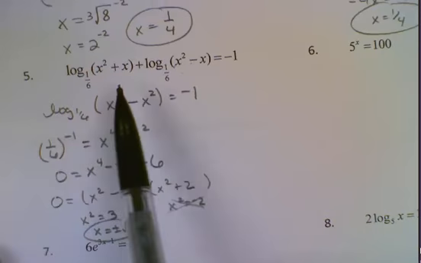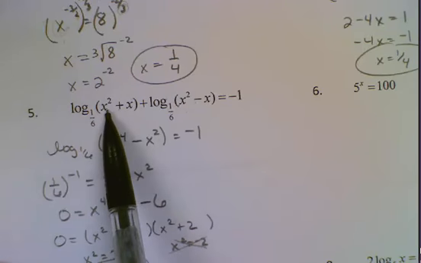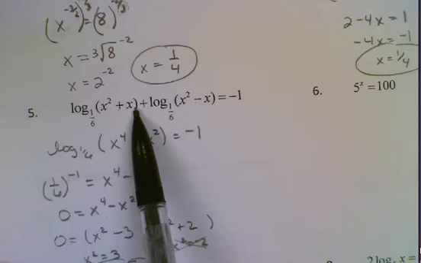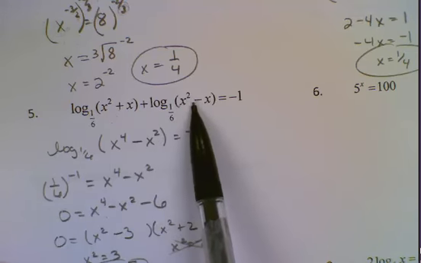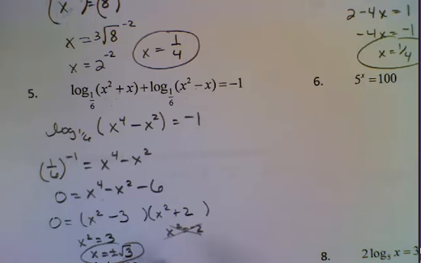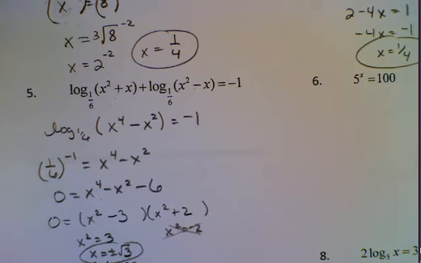So we do need to make sure if we plug it back in, we don't get a negative. So the log of square root of 3 squared would be 3. So I'm going to take 3 plus radical 3, and this would be 3 minus radical 3. And they both are going to be positive, so I'm okay in my domain. So both of those answers work.